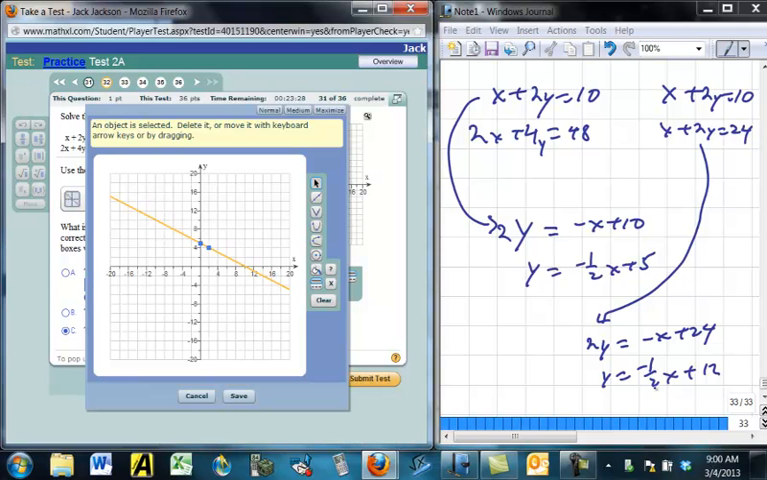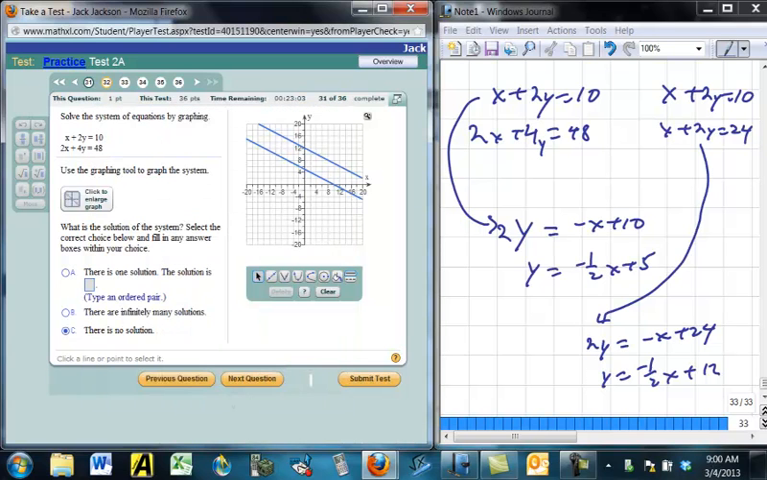And this other one should be parallel. It goes through 0, 12. So we need another line. 0, 12. And it's also going to go right 2, down 1. And it looks like that. Let's see. This looks like it goes through 16, 4. 16 times negative 1/2 is negative 8, plus 12 is 4. Yeah. So I believe we have it. And we see parallel lines, so there's no solution, no intersection point.